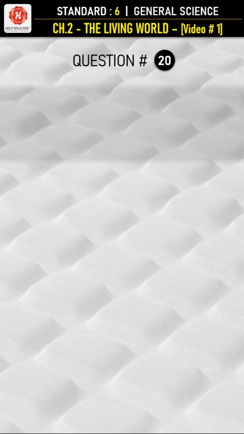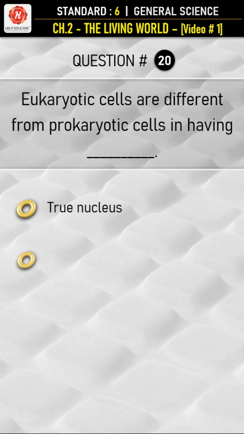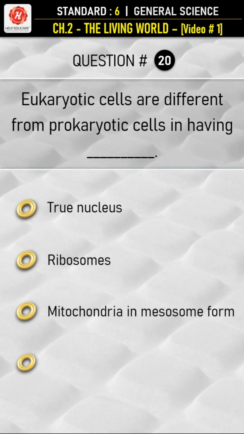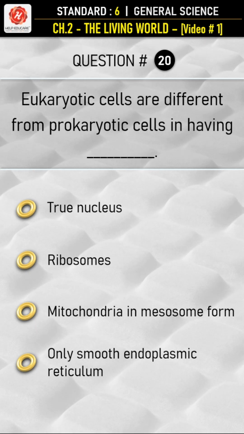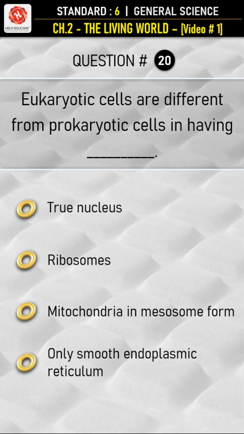Question number 20. Eukaryotic cells are different from prokaryotic cells in having dash. First option, true nucleus. Second option, ribosomes. Third option, mitochondria in mesosome form. Fourth option, only smooth endoplasmic reticulum.